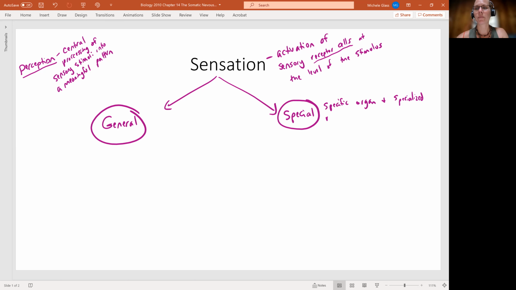Receptor cells. These are going to be the sensations of gustation, which is taste, olfaction, which is smell, vision, hearing, gravity and acceleration. And I'm going to say position of the head in space.